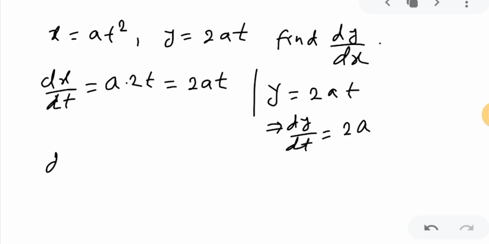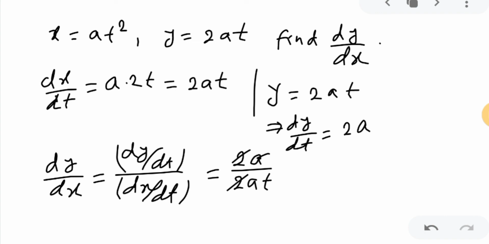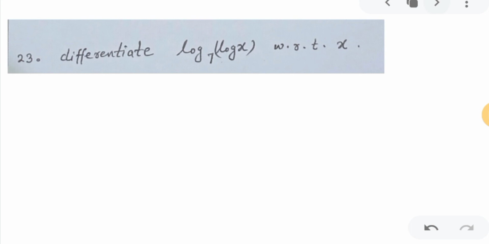So now I will find dy upon dx. dy upon dx will be nothing but dy upon dt divided by dx upon dt. So dy upon dt means 2a, and dx upon dt we found as 2at. If you do it, 2 cancels, a cancels, 1 upon t, that will be your answer, correct? So this is not tough. If you are not understanding, it means you are not following the videos properly, correct? Okay, now we'll come to the next question.